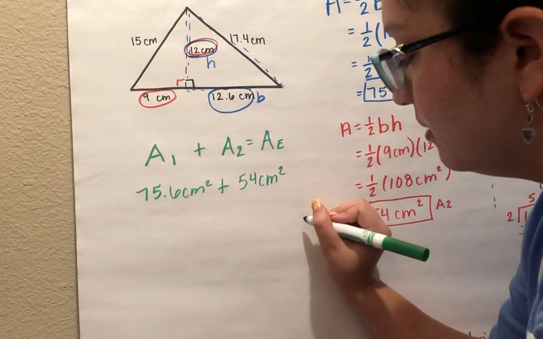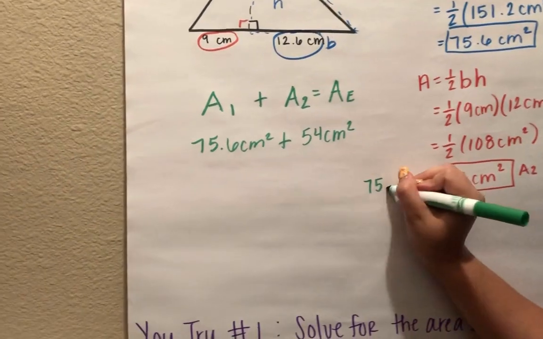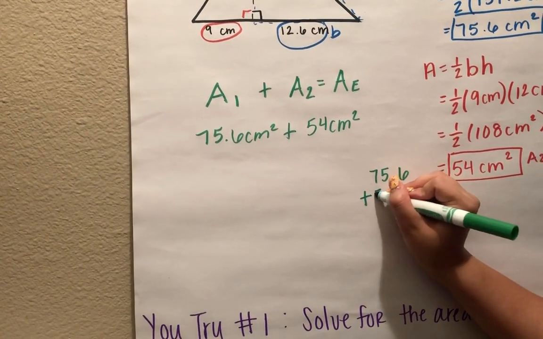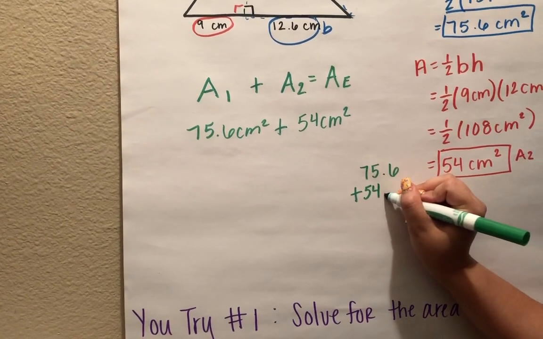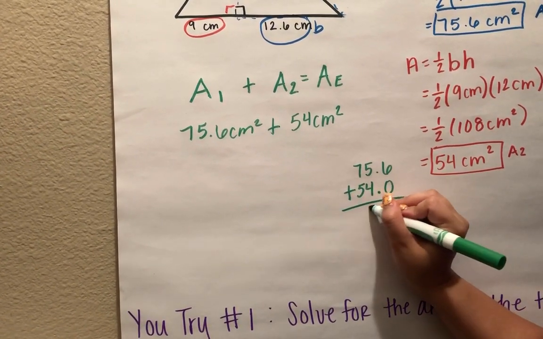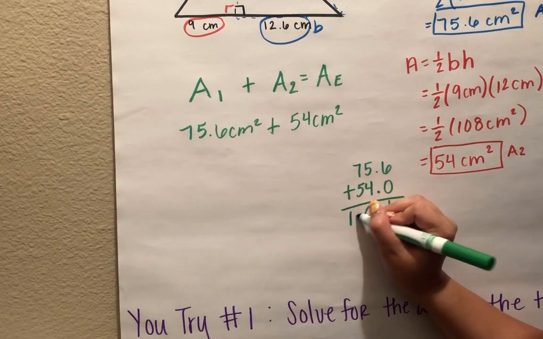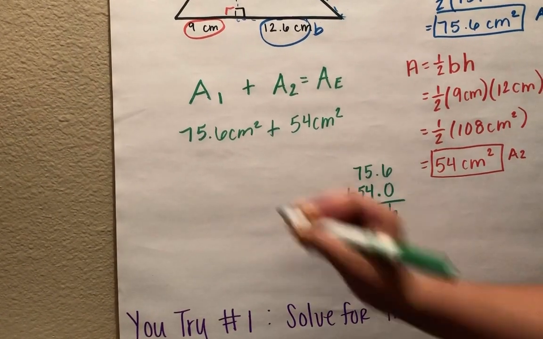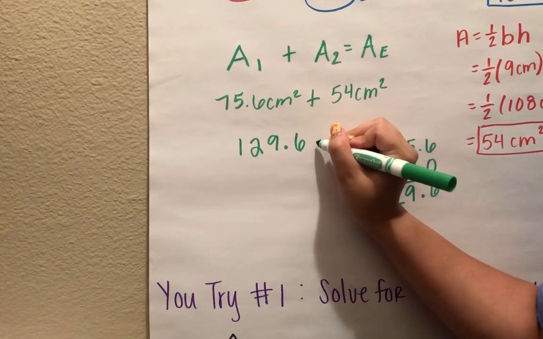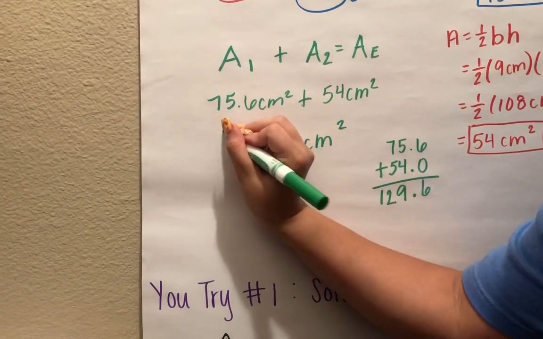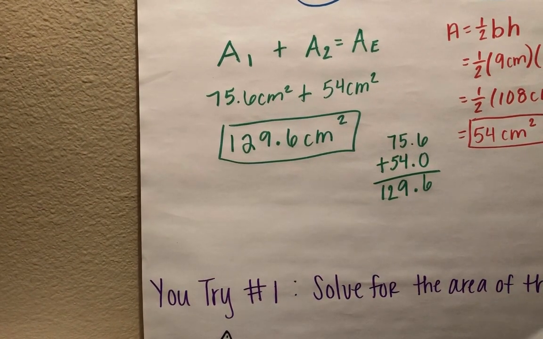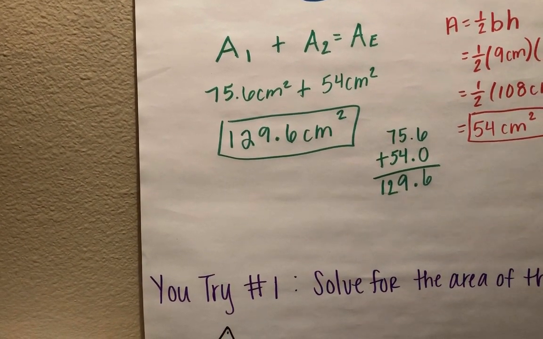So I'm going to add them up. I know that when I add decimals, I need to line up the whole numbers. And I don't have a decimal, but I can add a 0 there. So add these up for a final answer of 129.6 centimeters squared.